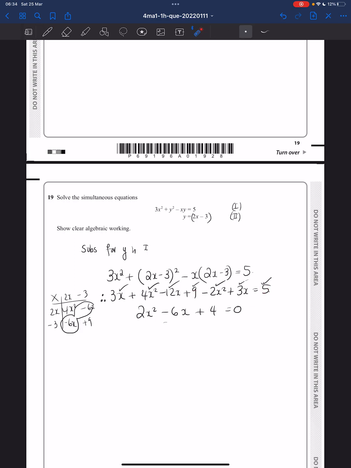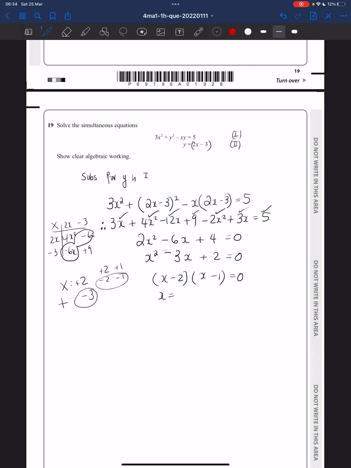Right, these are all even, so I'll divide through by 2. x squared minus 3x plus 2 equals 0. Going to factorise. We need two numbers that multiply to make plus 2 and add to make minus 3. Well, 2 is 2 and 1. It's plus 2, so it's either plus 2, plus 1, or minus 2, minus 1. And because they've got to add to make minus 3, it's going to be (x minus 2)(x minus 1) is 0. So x is 2 or x is 1.